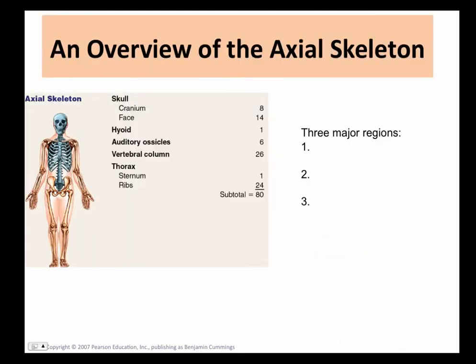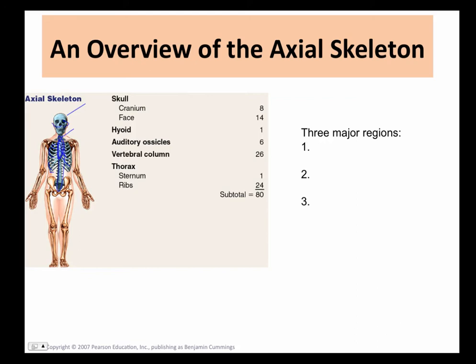So we're going to start off with the axial skeleton. What's comprised in this? We have the skull, we have the hyoid bone, auditory ossicles, those are found here within our skull, the vertebral column, and the thorax, which comprises the sternum and the ribs.